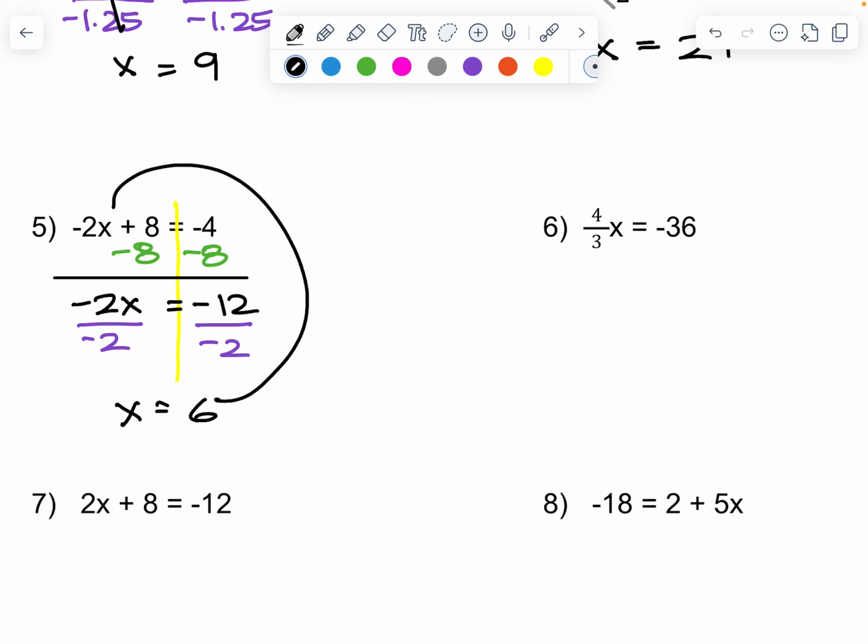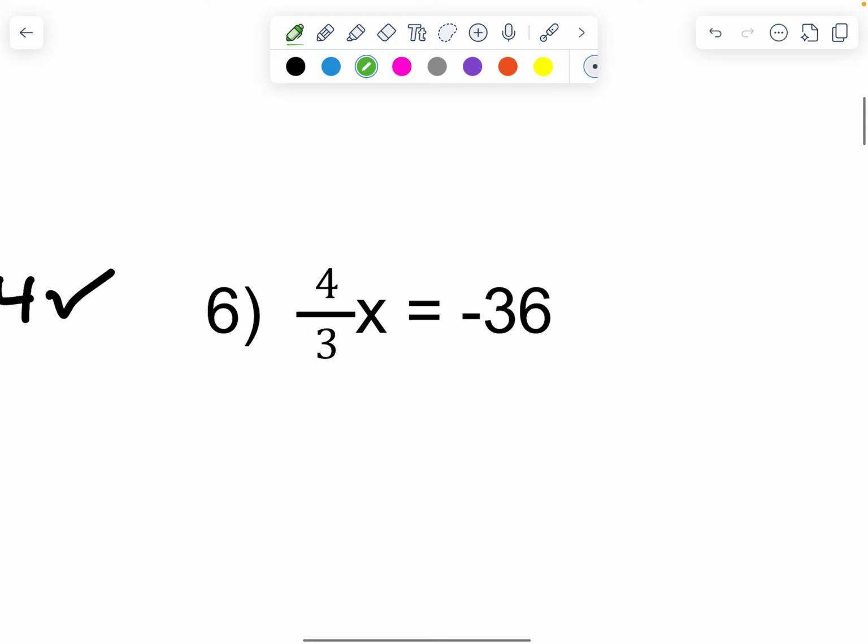You could even plug that back in here. Negative 2 times 6 is a negative 12 plus 8. That does equal a negative 4, so I know we got it right. All right, let's take a look at number 6. We have a fraction. We can divide by 4 and then multiply by 3, or you can do it all at once by using the reciprocal.